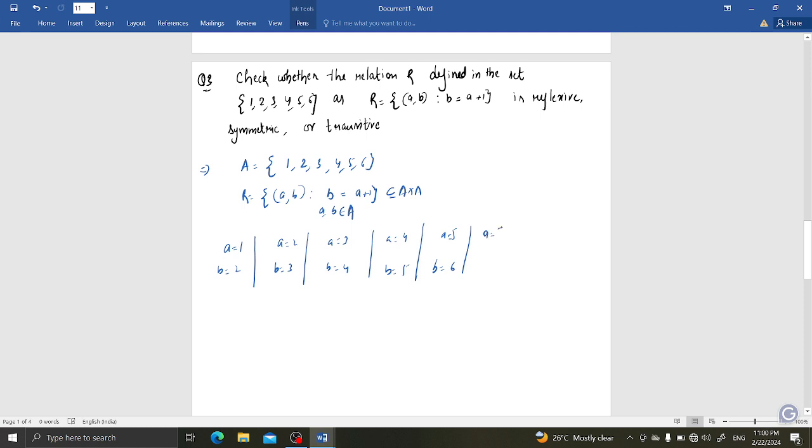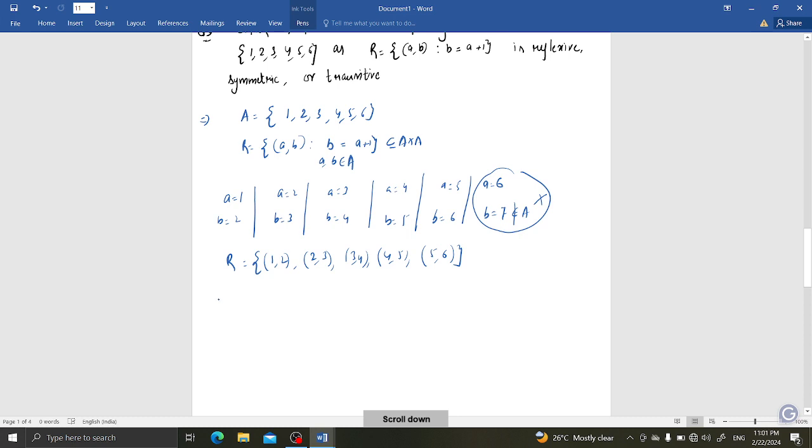And if A equals 6, if I put it here, the value of A being 6 is possible. But the problem is that here 7 comes, and 7 does not belong to A. So this case we need to discard. Only these cases we need to take. So the relation R will be (1, 2), (2, 3), (3, 4), (4, 5), and (5, 6). Okay. So how many elements are there? 5 elements are there.